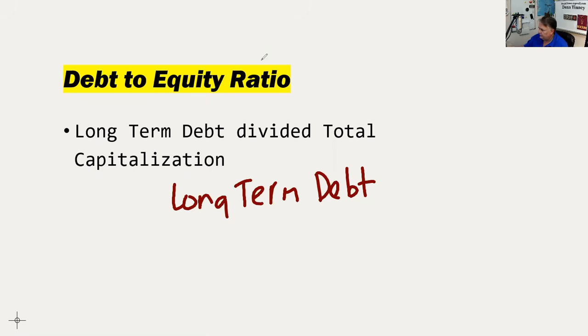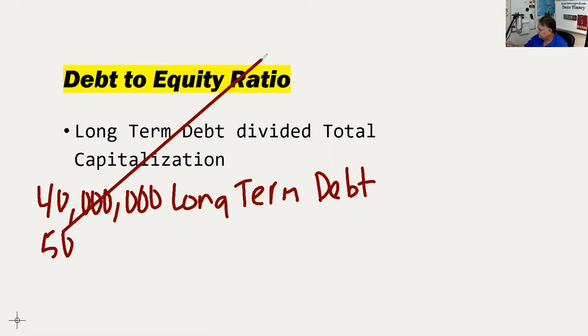So I'll make up a number. Let's say that we have $40 million worth of bonds that the corporation has issued. And shareholder equity, the money they started with and the money they retained that they didn't pay out as a dividend. Let's say we have 50 million in shareholder equity.